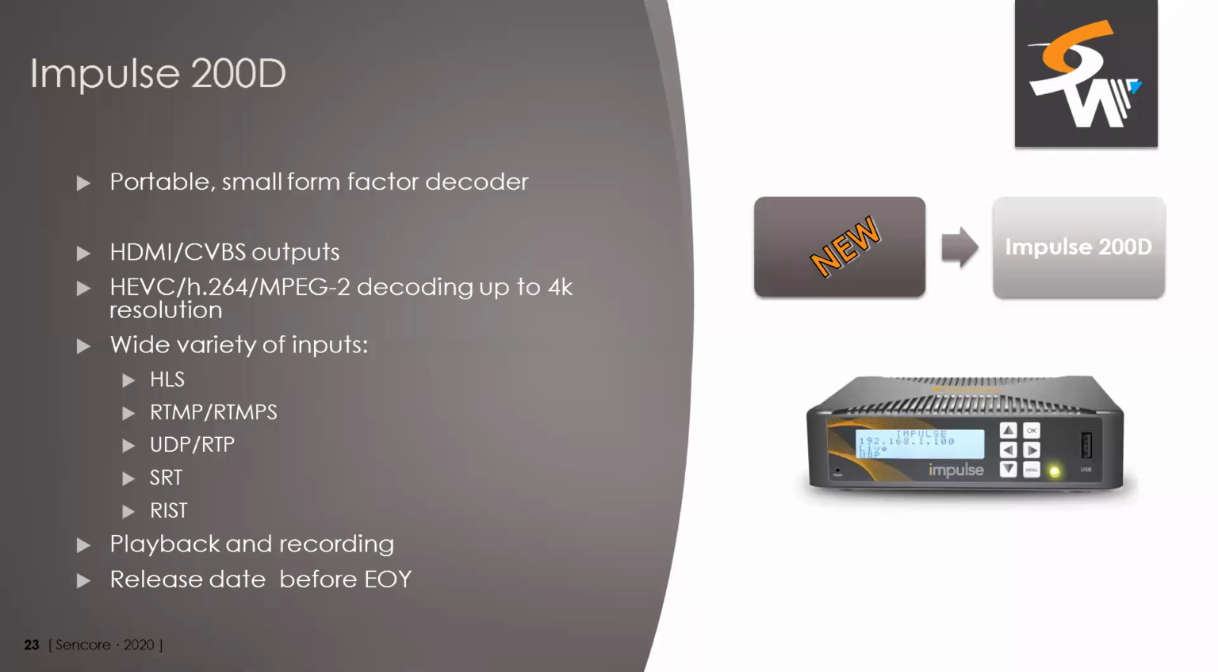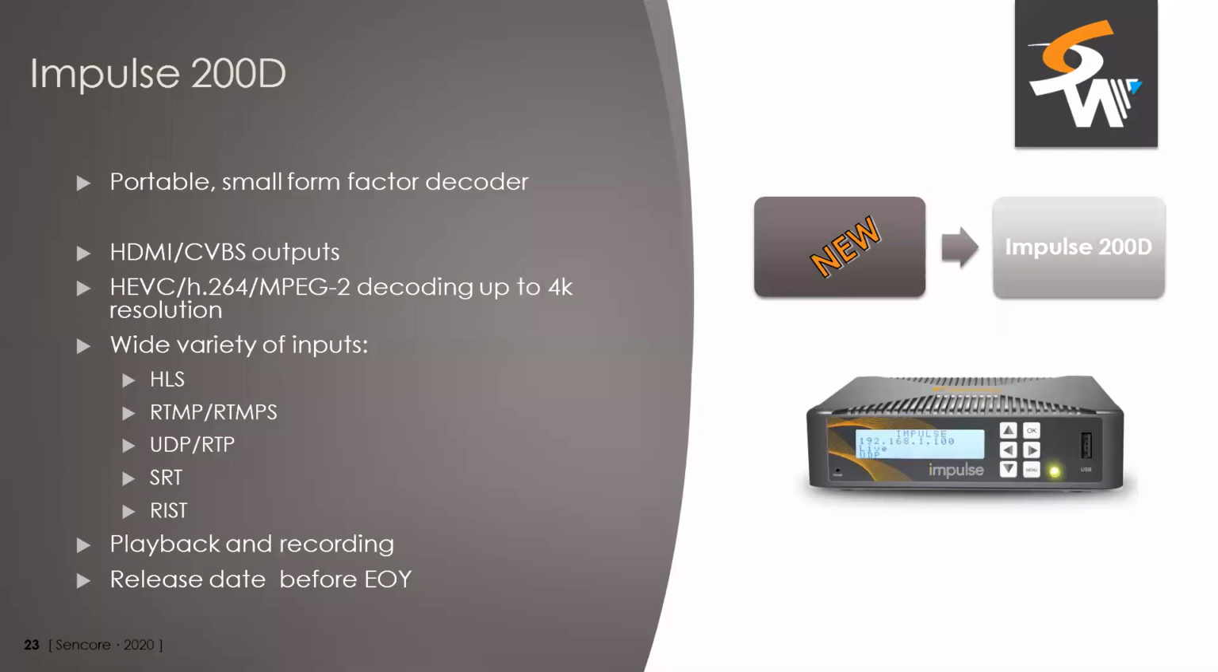The form factor will be similar to the 100 and 200E, but we want to be able to decode all common codecs with resolution up to UHD. So we don't have to narrow ourselves only to applications with our encoders. We can use Impulse 200D with other products.